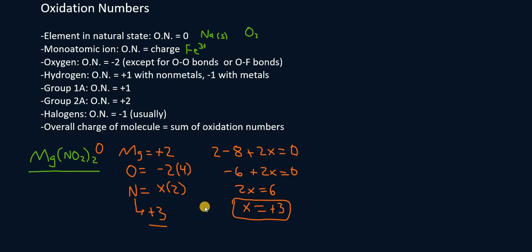And that's the same process you'll use to solve for those elements where you don't know. You'll take the elements that you do know, put them into an algebraic equation with x, solve for x, and that will be the oxidation number for your unknown element.